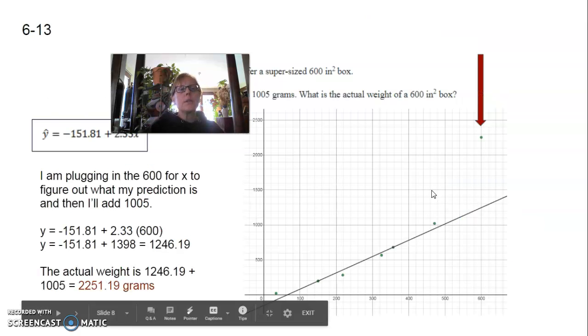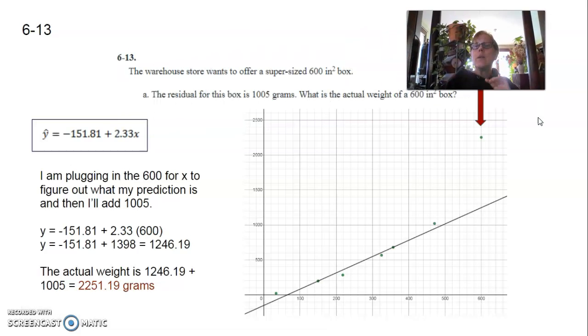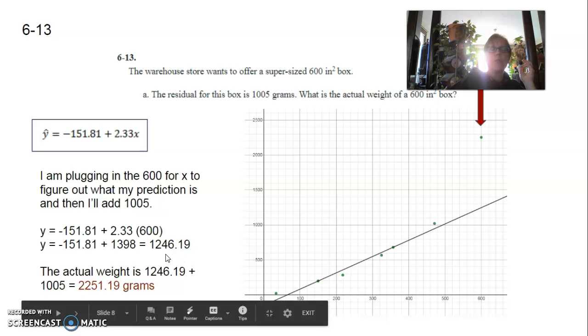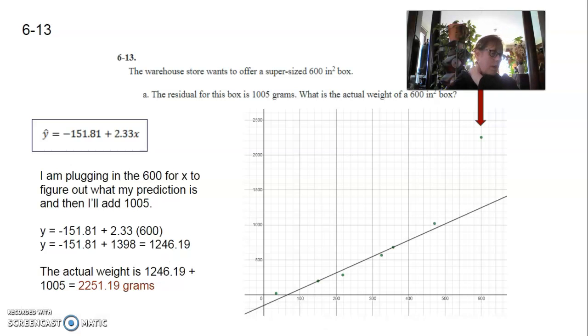All right, moving along. So this is 613. I'm gonna do A. You can watch me just do part A, and then you'll do parts B and C. So let's say the warehouse store wants to offer a supersized 600-inch squared box. The residual is 1,005 grams. By the way, that's a lot. You can see I've actually already graphed it. What is the actual weight of a 600-inch squared box? So I went back to my formula, plugged the 600 in this time. My prediction for the 600-inch square box is that it's 1,246.19 grams.